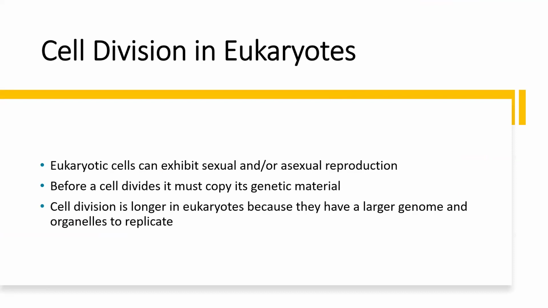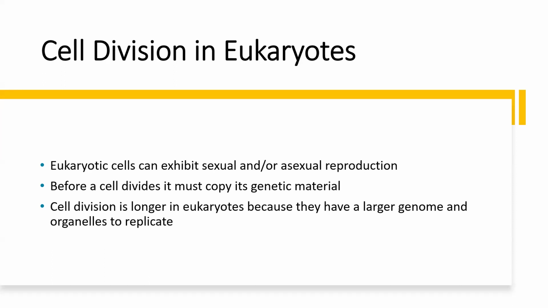And so in cell division in eukaryotes, you can actually have a couple of different options. One, we have to think about their reproduction. So in bacteria, all reproduction is asexual. However, in eukaryotes, you can have sexual and or asexual reproduction. Regardless, before that cell is able to divide, it's going to have to copy its genetic material.